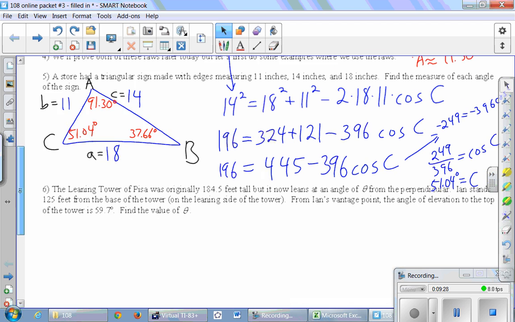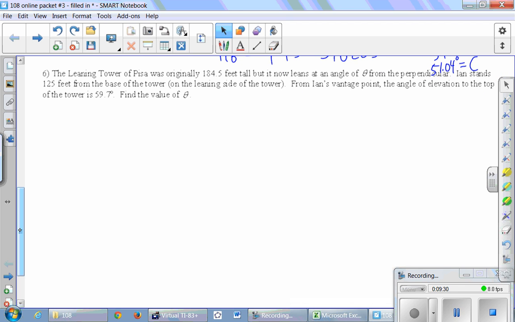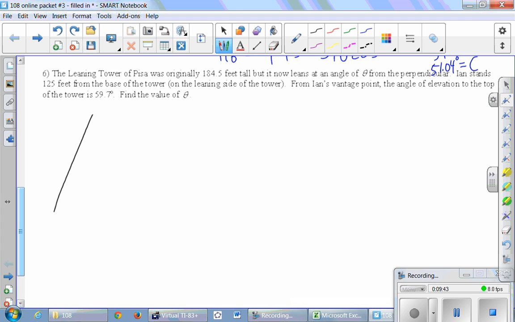Number 6. The Leaning Tower of Pisa was originally 184.5 feet tall, but it now leans at an angle of theta from the perpendicular. All right, let's start drawing a picture here. Okay, so the Leaning Tower of Pisa exaggerated looks like this. We'll put the ground down here at the bottom, and it says it's at an angle of theta from the perpendicular. So that tells me that I'm supposed to draw a perpendicular, and then the angle is from there. So theta is here.